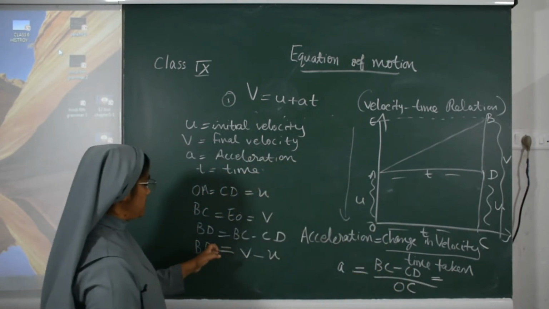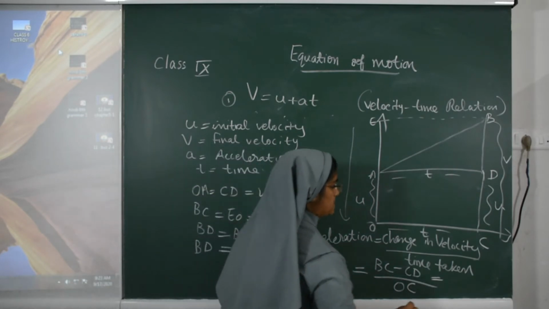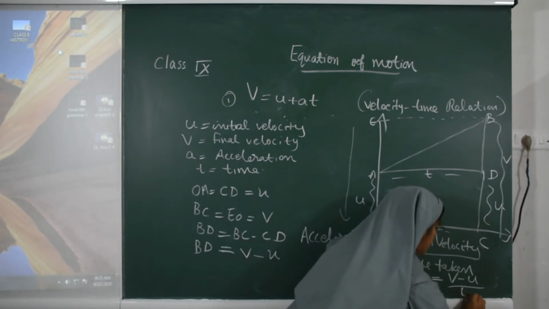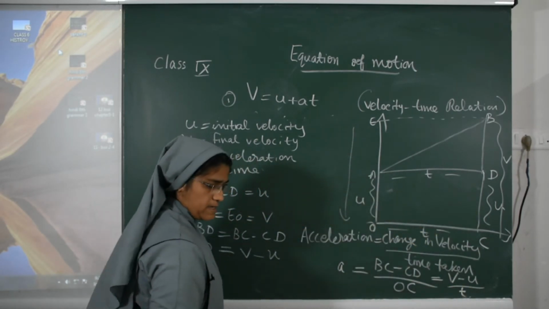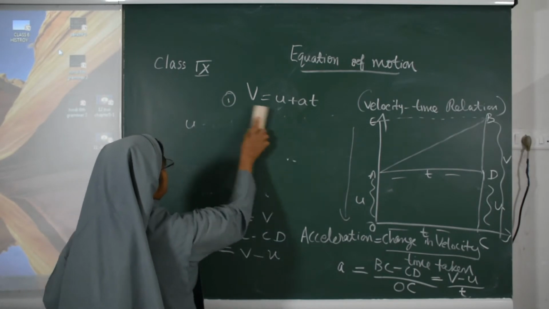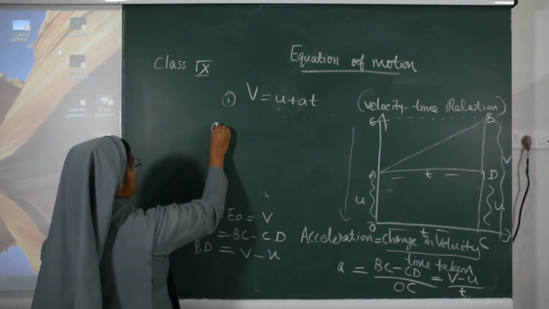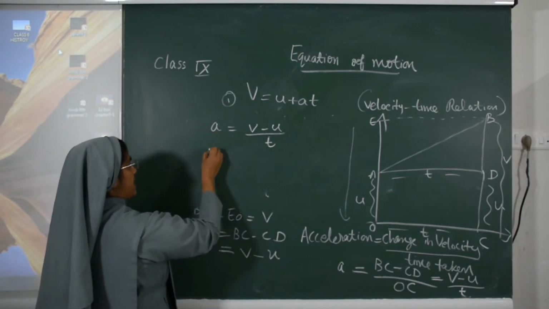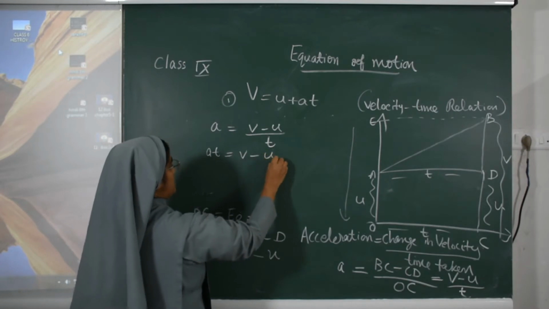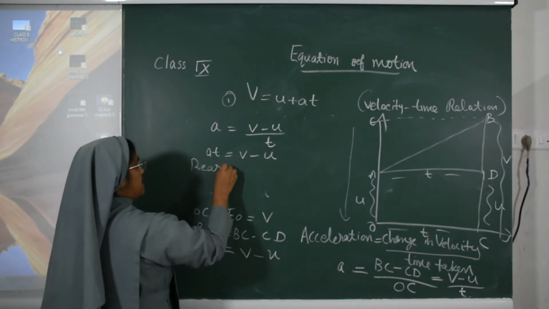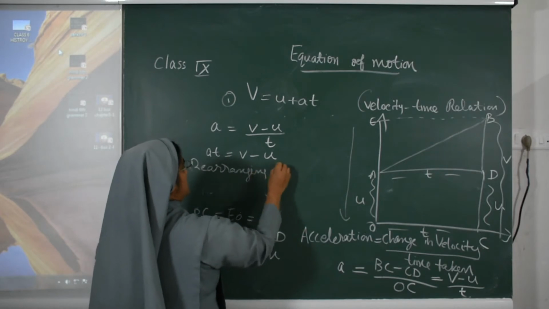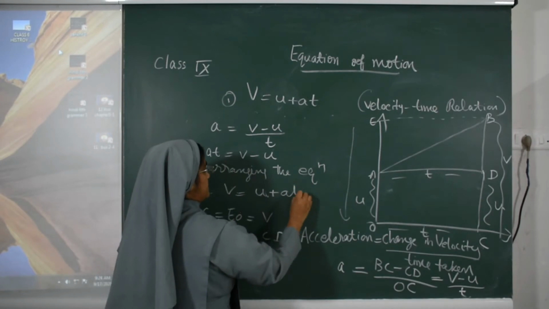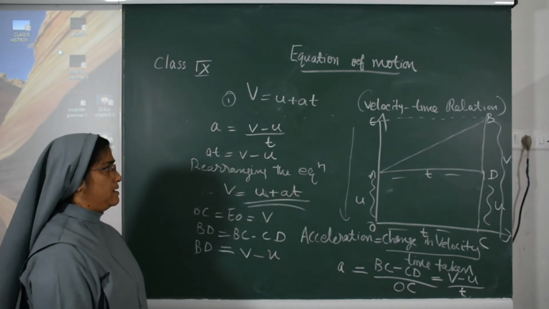BC minus CD, what is BC minus CD? That is v minus u. OC means t. Then a is equal to (v minus u) by t. So, bring t to this side: at is equal to v minus u. Then rearranging the equation, we get v is equal to u plus at. This is the first equation.